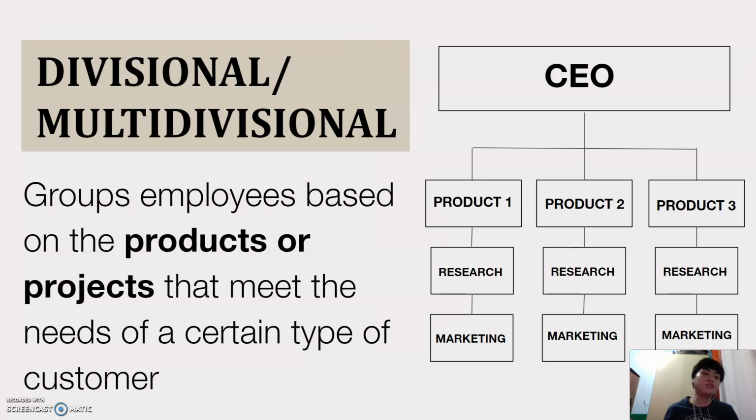Next is the divisional or multidivisional org structure. In this structure, your company groups workers into teams based on the products or projects that meet the needs of a certain type of customer.